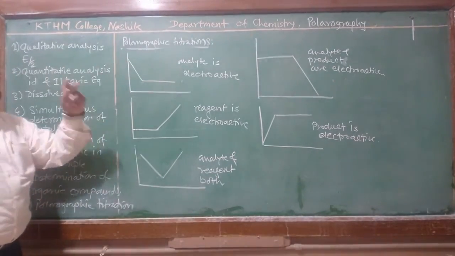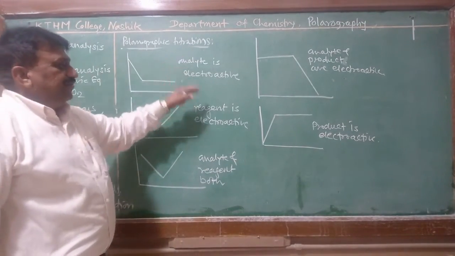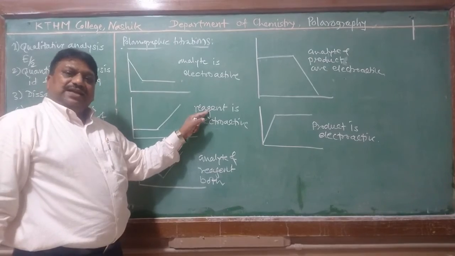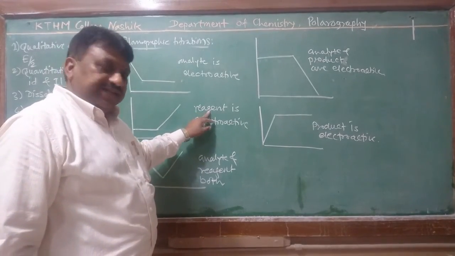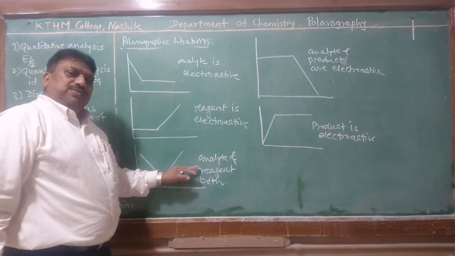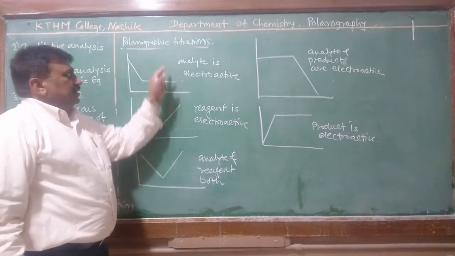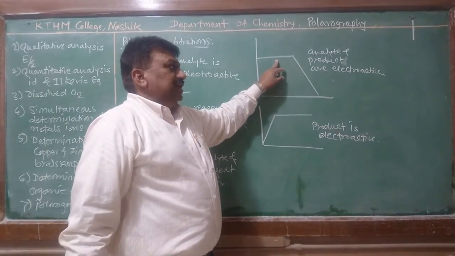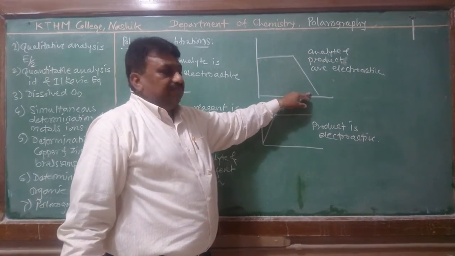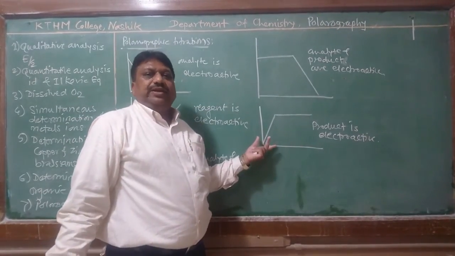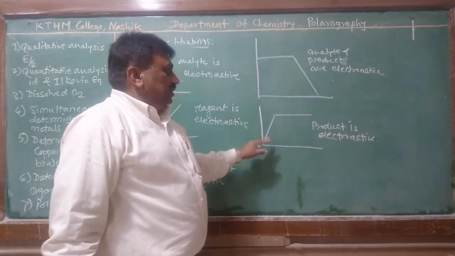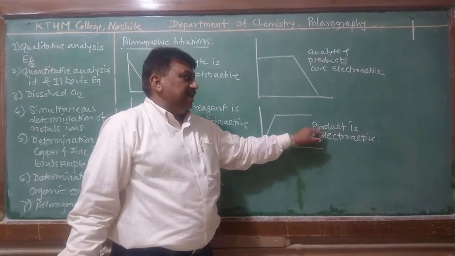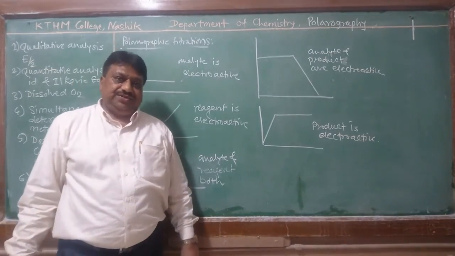Therefore, we can perform this polarographic titration for different types of analyte. If the analyte is electroactive, then we can easily perform it. If the analyte is not electroactive, then we can use an electroactive reagent. If reagent and analyte both are electroactive, then also we can determine it using polarographic titration. If analyte and product are electroactive, then we have a graph like this. And if the analyte is not electroactive, and even the reagent is not electroactive, we can still determine the analyte by polarographic titration if the product is electroactive.